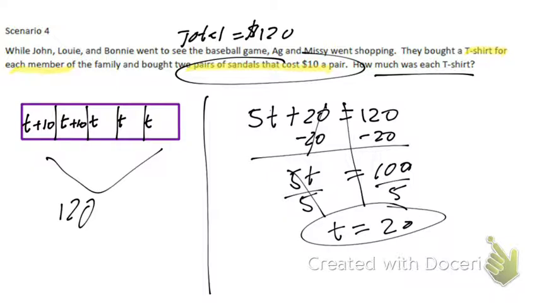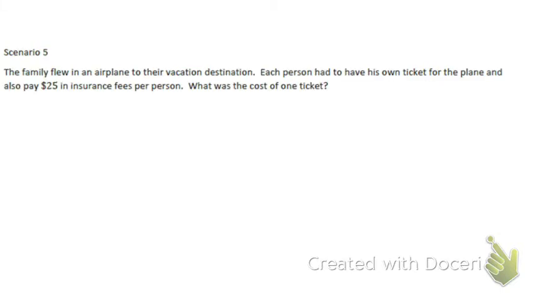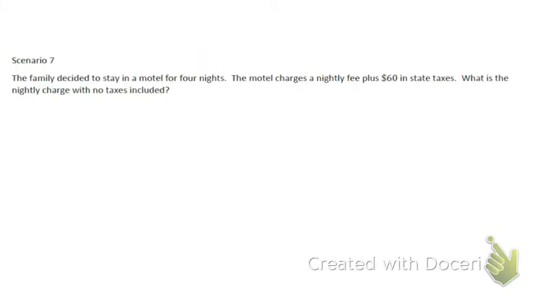Alright, let's do one last one real quick. Scenario 7. So again, just write this underneath 4. Right here it says the family decided to stay at a motel for 4 nights. The motel charges a nightly fee plus $60 in state tax. What is the nightly fee with no tax included?